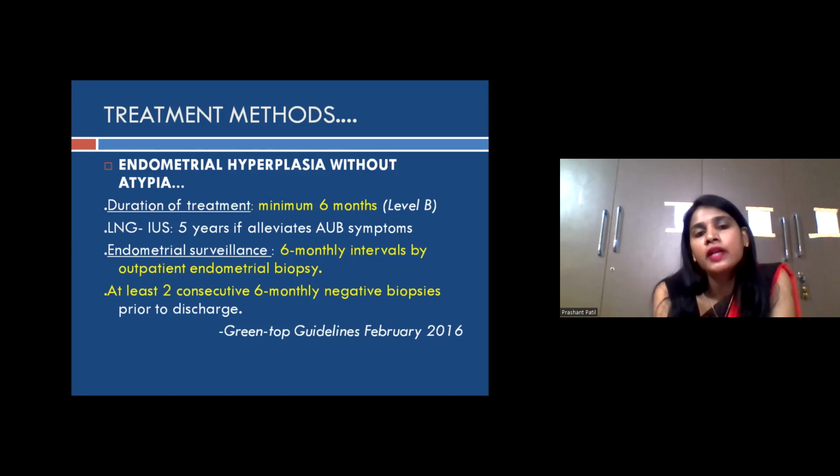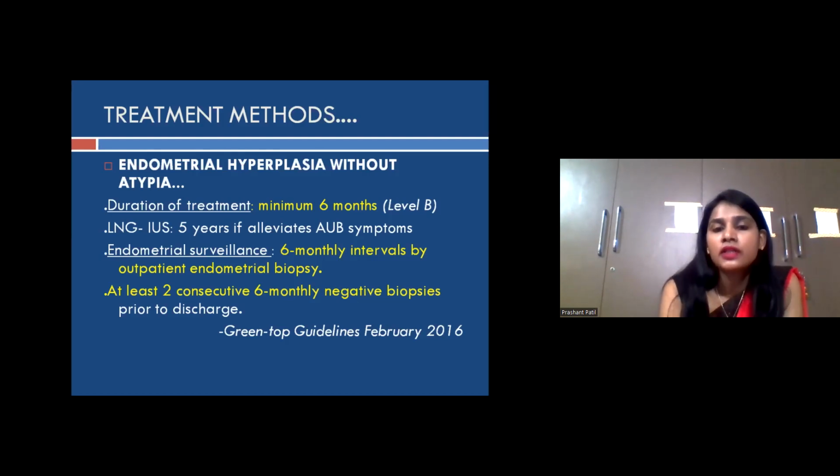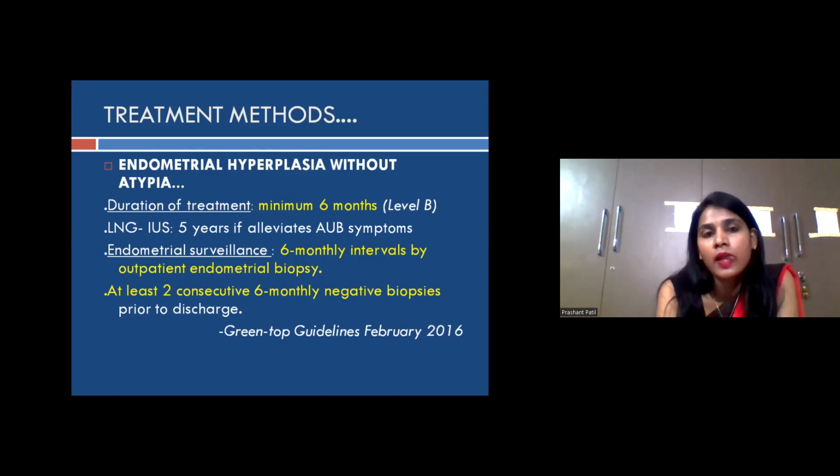And how do we do the surveillance, or the follow-up of the patient? Every 6 months, we have to do an outpatient endometrial biopsy. That is, we have to take an endometrial biopsy at every 6 monthly interval. And until we get 2 consecutive negative biopsies, we need to continue the treatment. So that is the follow-up of endometrial hyperplasia without atypia.